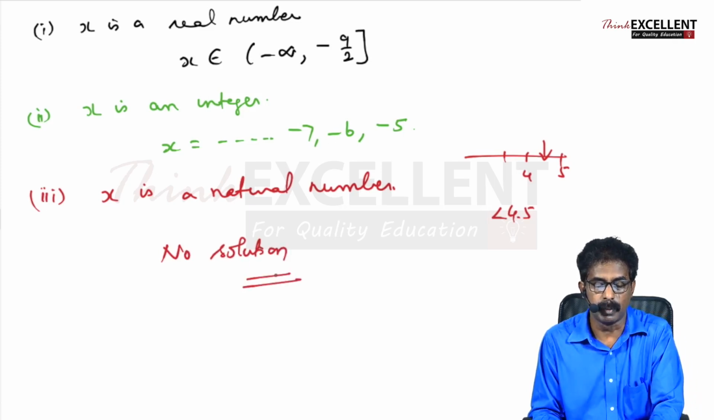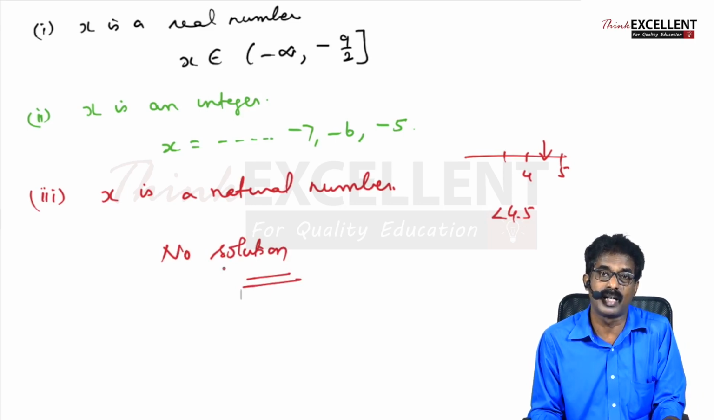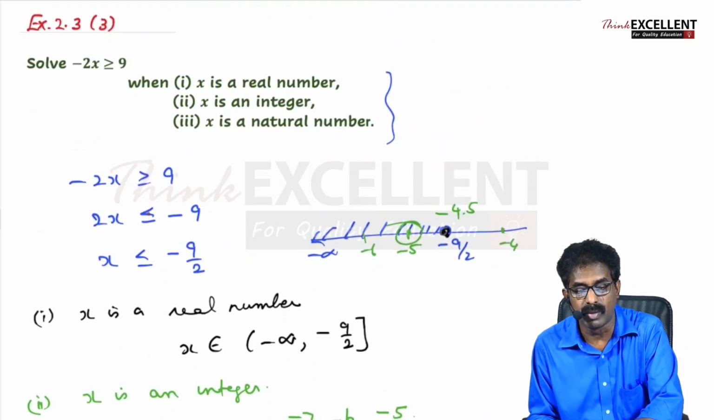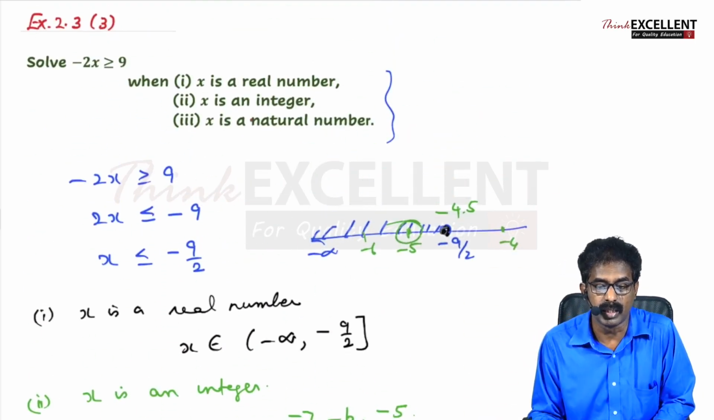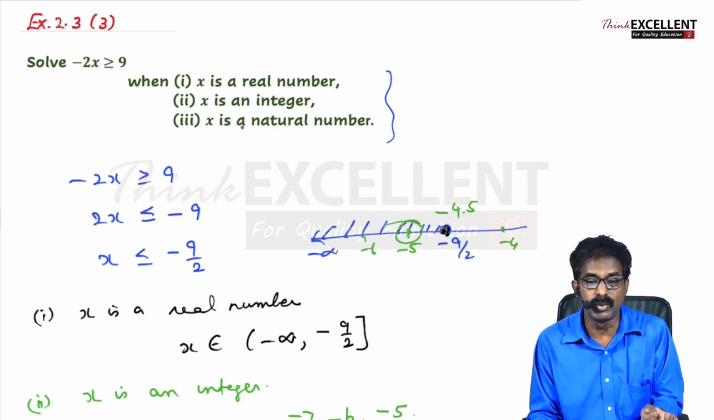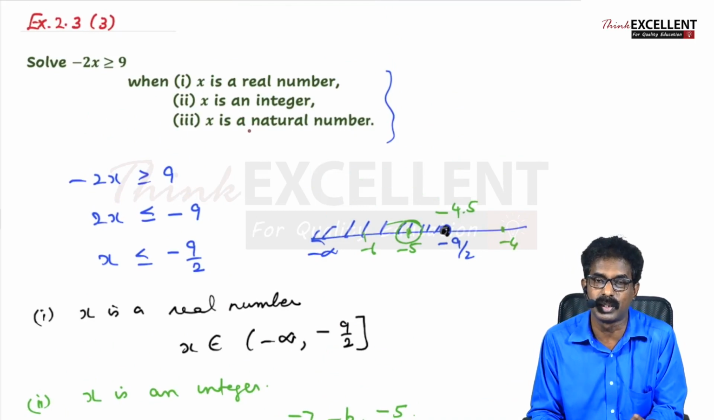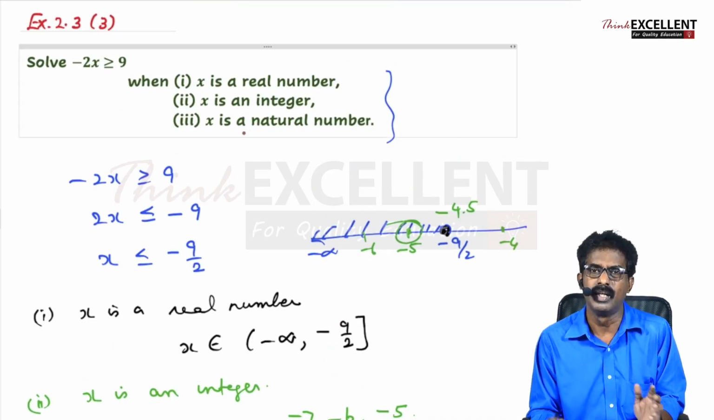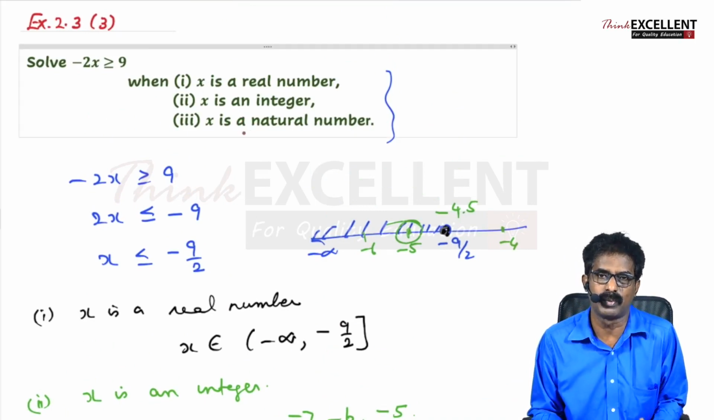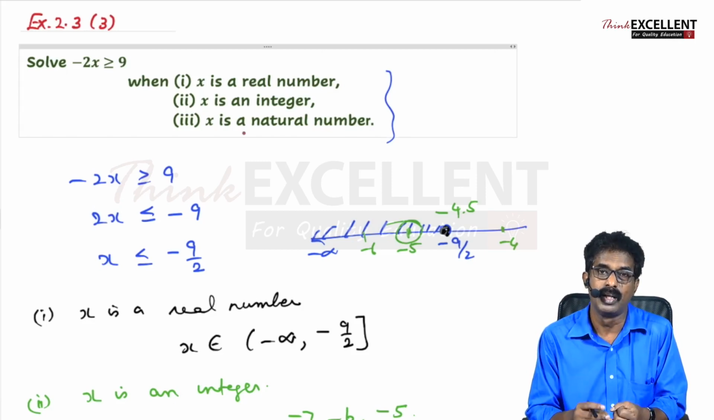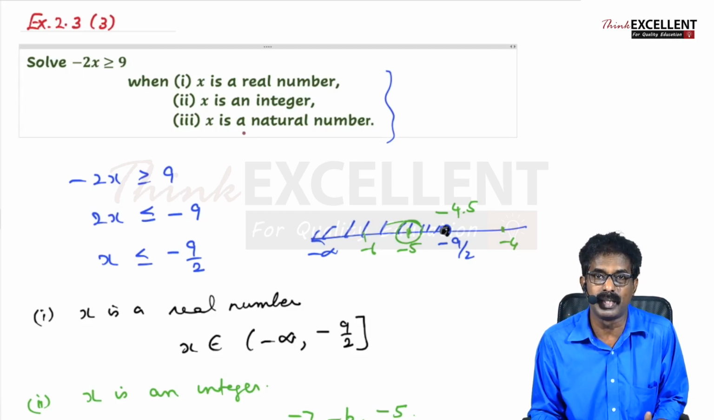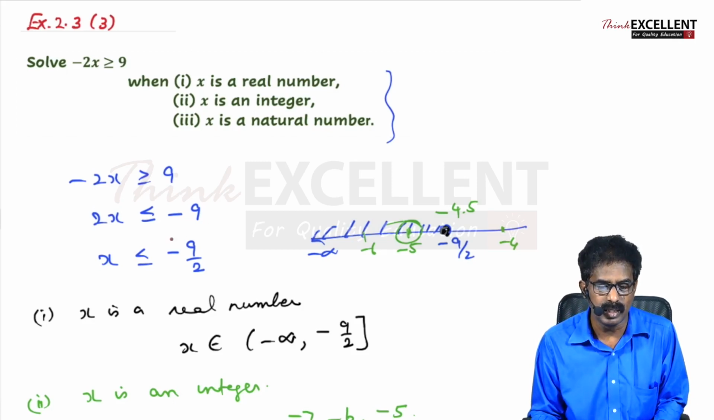So it depends on what way they ask you. When x is a real number, what is the solution? When x is an integer, what is the solution? When x is a natural number, what is the solution? Don't try to mug up anything. It's a very simple thing. The only thing is, you must know the number system: what are natural numbers, whole numbers, integers, rational, irrational, and real numbers. If you're thorough with that, then you can easily do it.